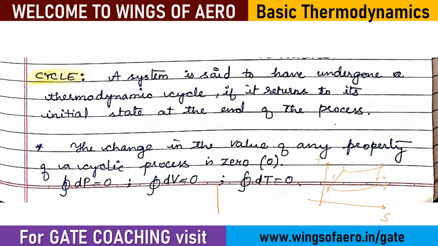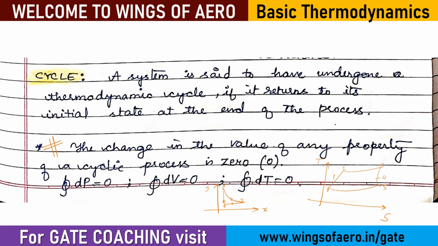Similarly this can also be a cycle. If it started from point 0, then 1, then it fell to 2 and finally came back over here, this can also be a cycle, whatever the properties x and y might be. So this is a very important statement: the change in the value of any property over a cycle process is 0.